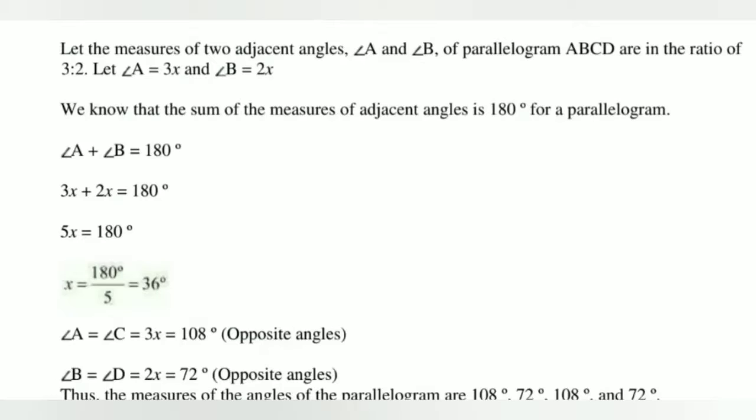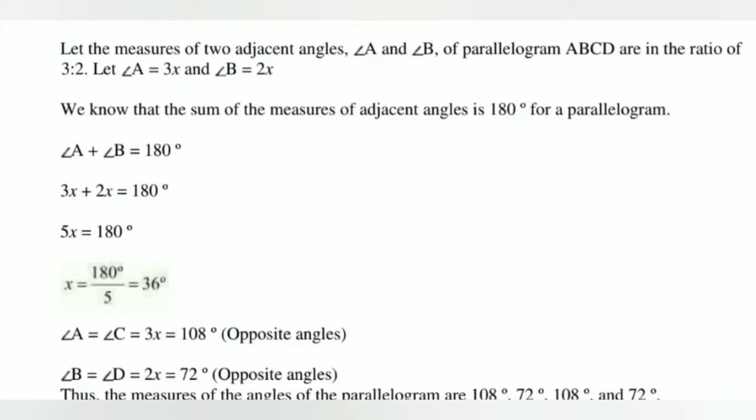We know that the sum of the measures of adjacent angles is 180 degree for a parallelogram. So angle A plus angle B is equal to 180 degree. Put the values. Angle A is 3x and angle B is 2x. So 3 plus 2 is 5. So 5x is equal to 180 degree. So x is equal to 180 degree upon 5. It means x is equal to 36 degree. So find the angle A. It is 3x. 3 into 36, 108. And angle A is equal to angle C because these two are opposite angles.